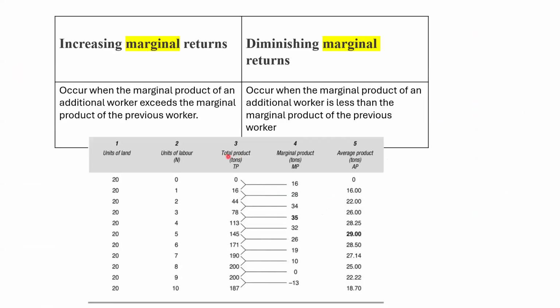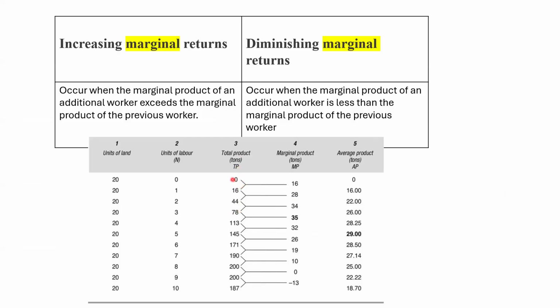So the relationship between the total product and the marginal product, right? That is the relationship that they want. Let's just look at this because there are figures here. Can you see that the first thing is that your total product is increasing, right? But at an increasing rate here at the beginning, because you have 0, then the total product increases from 0 to 16, then from 16 to 44, then from 44 to 75, and so on, right?